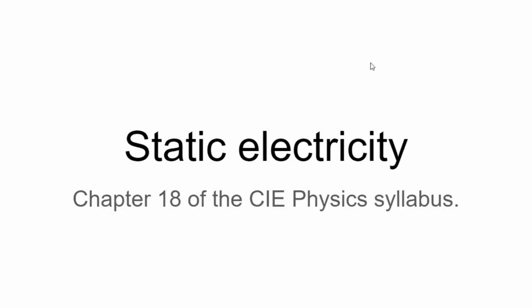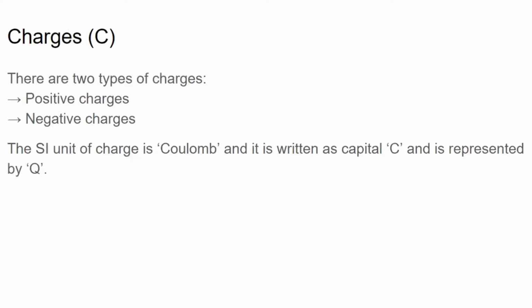Today we will be studying static electricity, which is chapter 18 of the Cambridge International Physics syllabus. First of all, we need to know the two types of charges, positive charges and negative charges. The SI unit of a charge is coulomb and can be written as capital C. And in formulas, it is represented by capital Q.